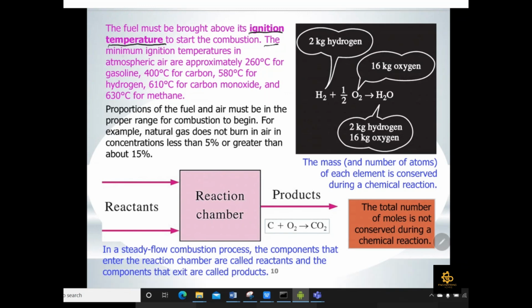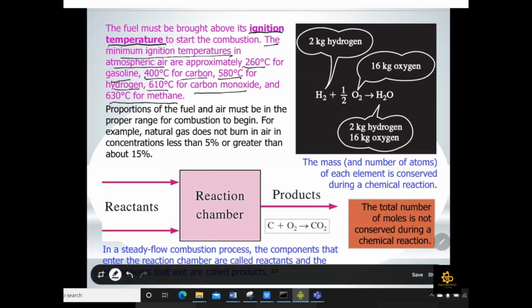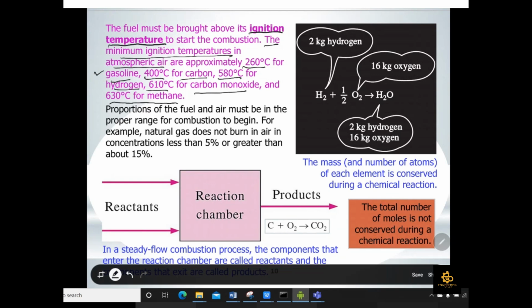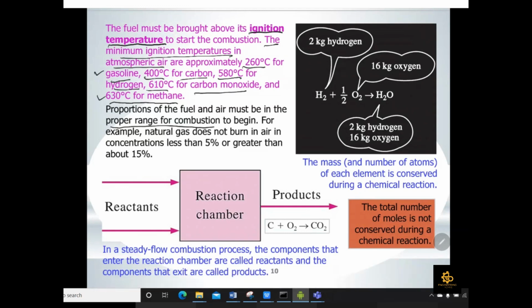The minimum ignition temperatures in atmospheric air are approximately 260 degrees Celsius for gasoline, 400 degrees Celsius for carbon, 580 degrees Celsius for hydrogen, 610 degrees Celsius for carbon monoxide, and 620 degrees Celsius for methane. From these values you can say which fuel is easily ignited. Gasoline is easily ignited, while methane needs a high ignition temperature. The proportion of fuel and air must also be in the proper range for combustion to begin.